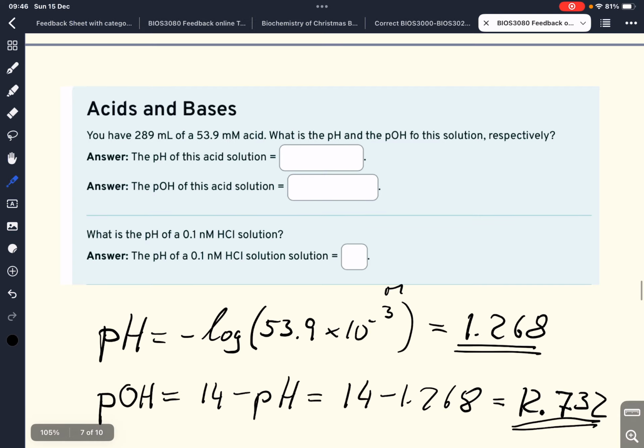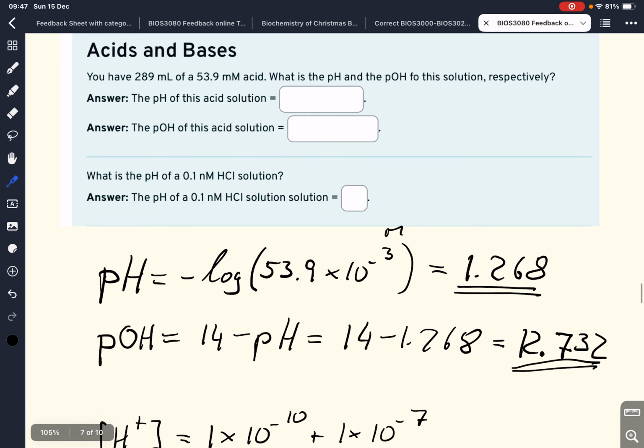Where we say we have 289 milliliter of a 53.9 millimolar acid. And we note that there is no pKa given. So that means we are probably dealing with a strong acid. So no pKa given indicates strong acid. And we are asked to calculate what the pH and the pOH of the solution is.